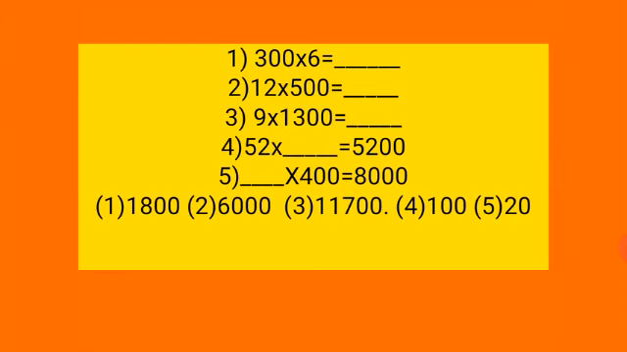52 is to be multiplied by which number to get the product of 5200. And the last one, question number 5, is dash multiplied by 400 is equal to 8000. Again you have to find, okay, this is the question where you should think. You might feel it difficult, but there is no difficulty, as it is 8000 and it is 400, right? You can see here in 400 and 8000 two zeros are same, right? And then it is 80 and 4.